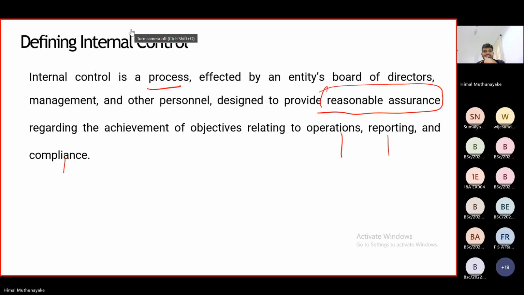Yes. What do you mean by reasonable assurance? Can you remember? You have learned this in auditing, if you have learned auditing in the SAP or somewhere else. Reasonable assurance is what? When it comes to reasonable assurance, it's a kind of a high level assurance.